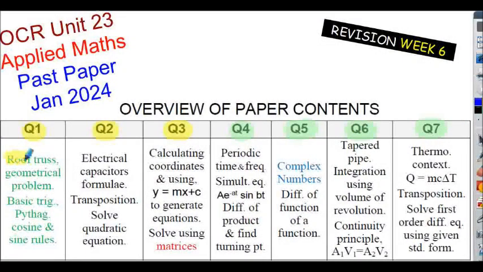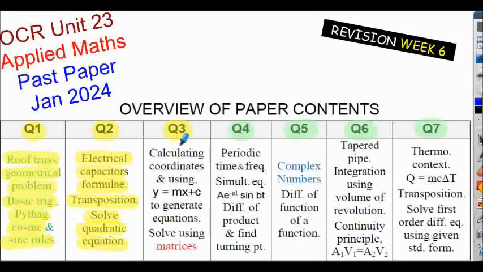For question 1, the context was a roof truss. This was essentially a geometrical problem and it involved the use of basic trig, sine, cos and tan ratios, Pythagoras' theorem, and also for non-right angled triangles the cosine and sine rules. Question 2 related to an electrical context. We were given formulae for capacitors in a particular circuit. This question essentially involves the use of transposition, quite difficult transposition, from which we generate an equation that then has to be solved using the quadratic formula.